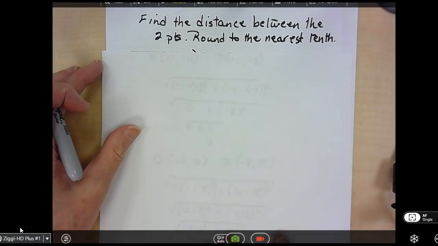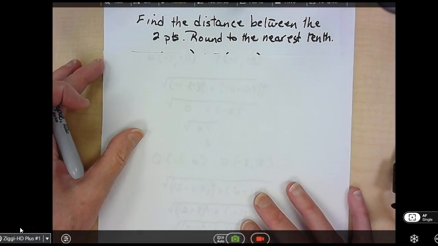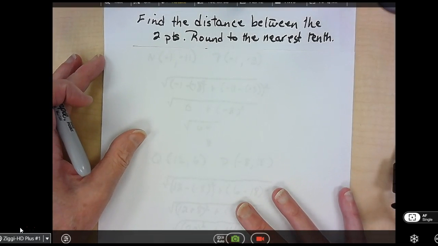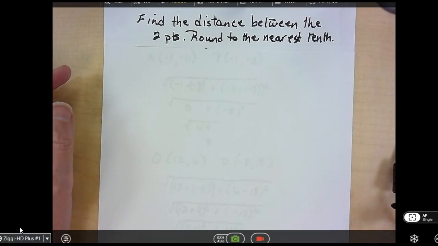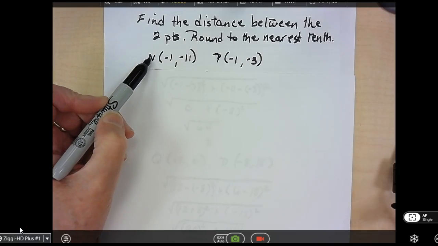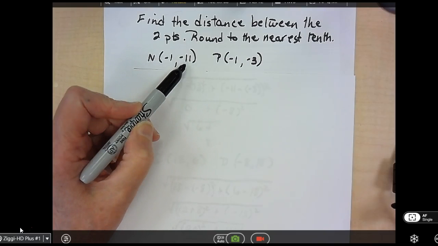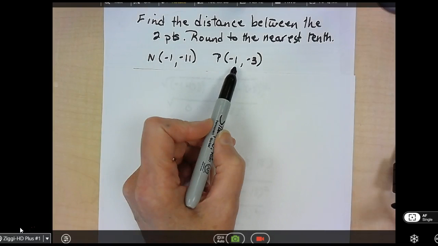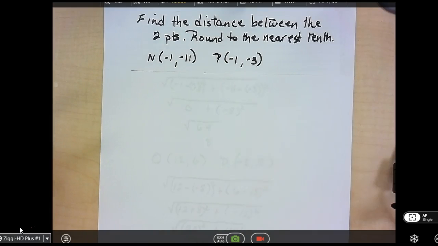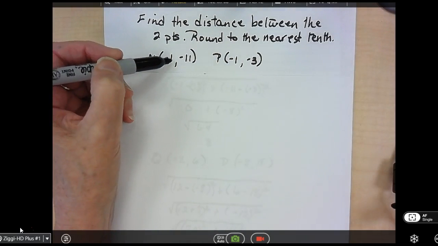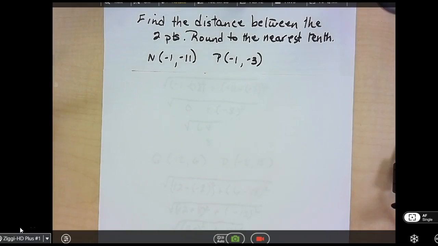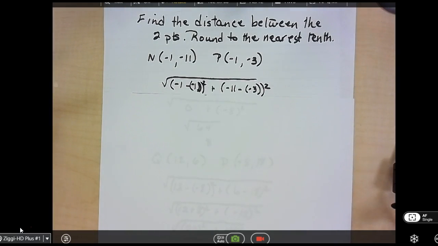So find the distance between two points, rounding to the nearest tenth. Not always will they equal nice, neat whole numbers. So we have a point N, which was (-1, -11), and P is (-1, -3). So when I plug it in, I want to take my x values and subtract them, and my y values and subtract them.